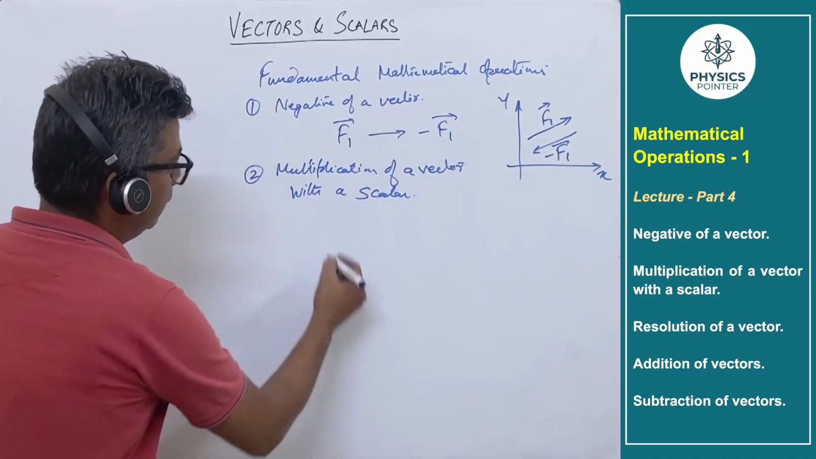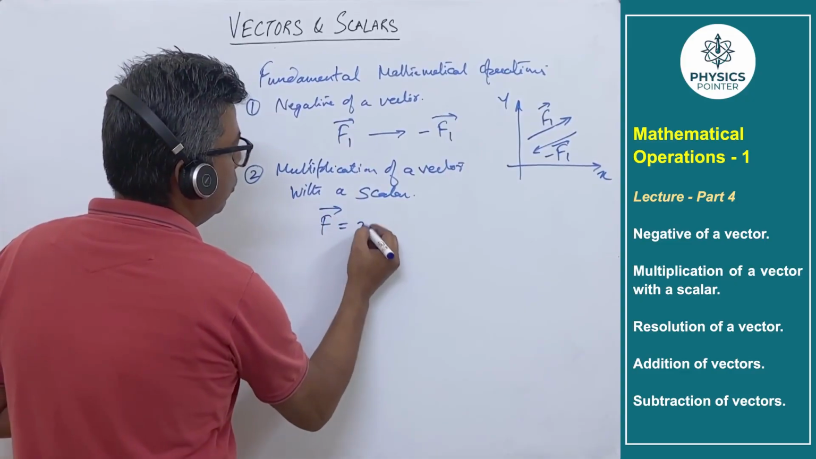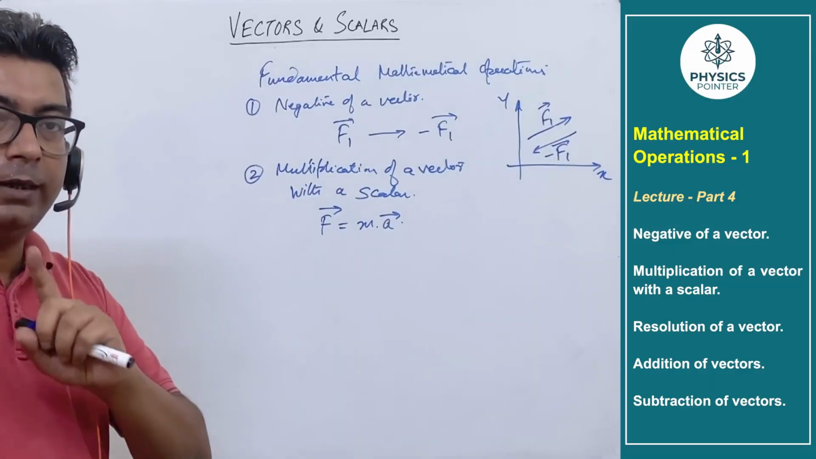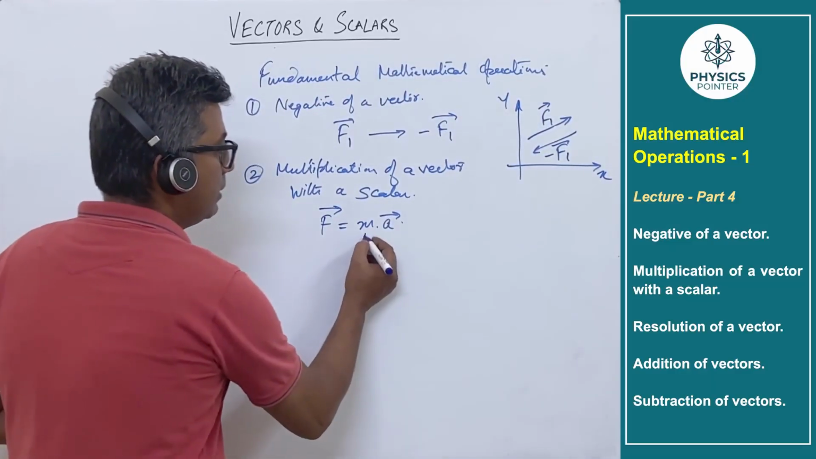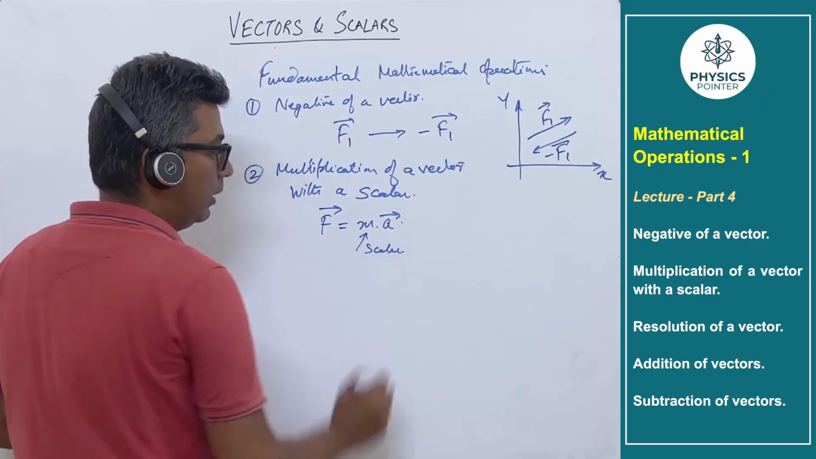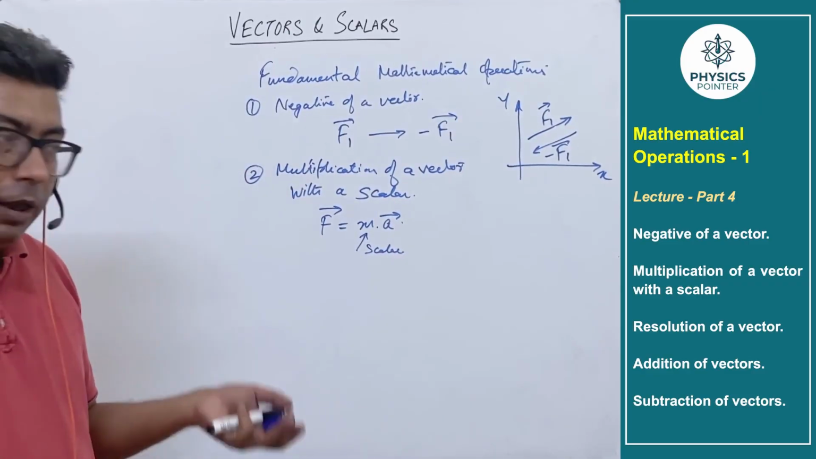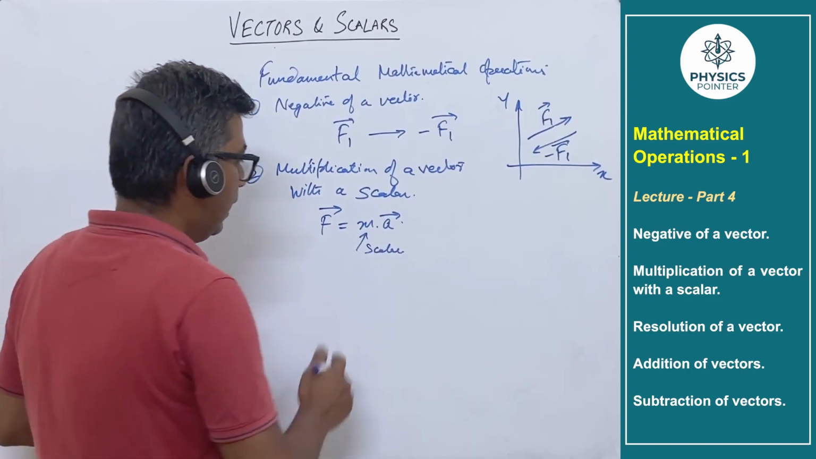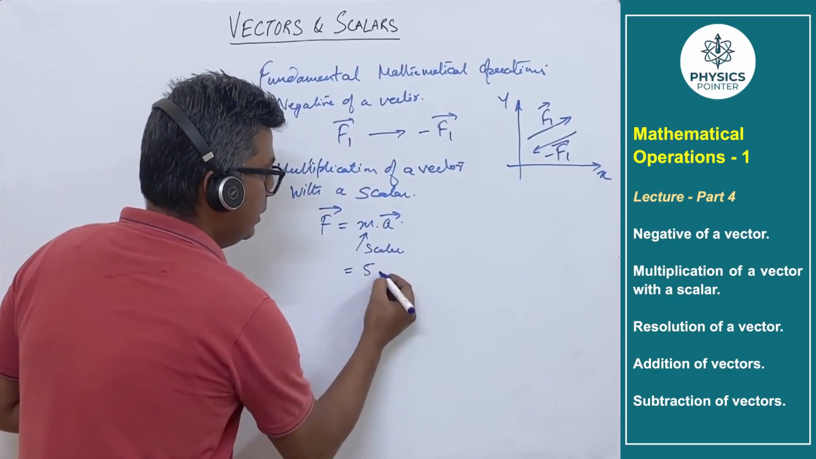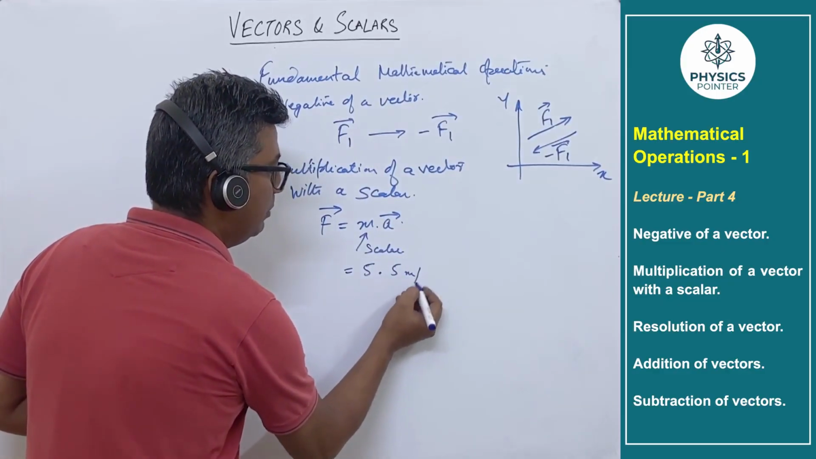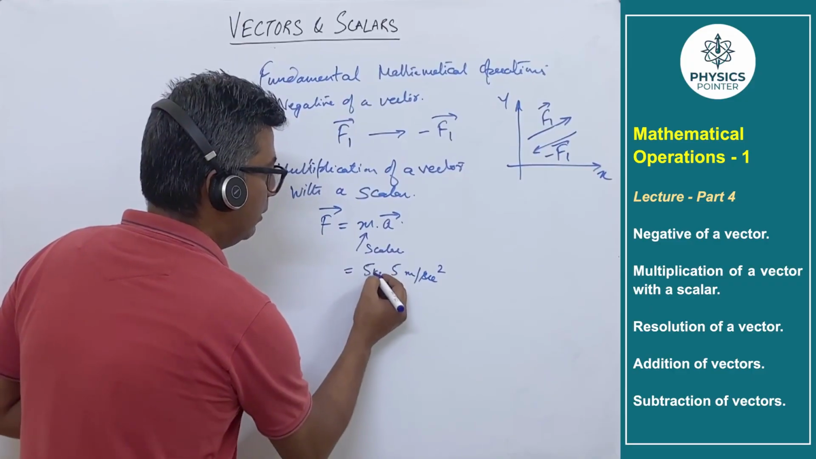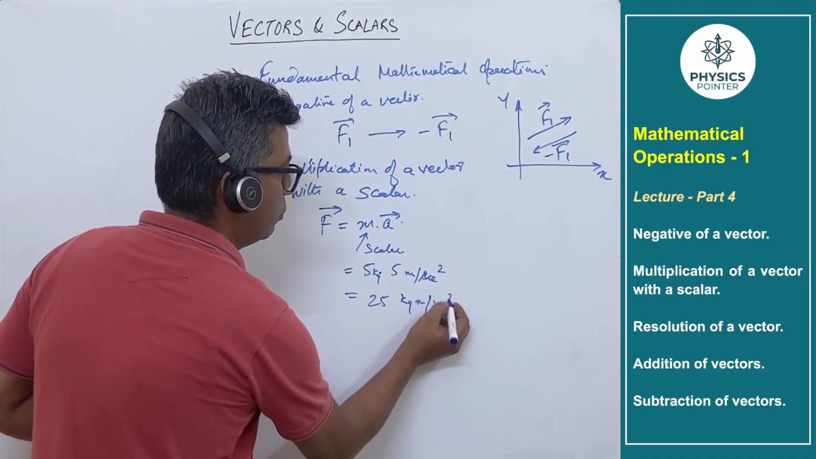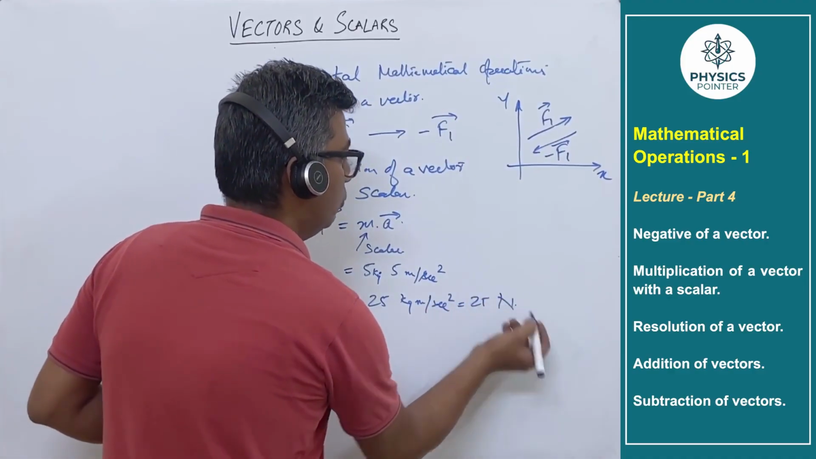Very easy example. For example, F is equal to mass into acceleration. I told you acceleration and force both are vectors. So this mass is nothing but a scalar. What happens? It just scales the magnitude. It will not make any changes to the direction. So if I have a mass of 5 kgs and an acceleration of 5 meter per second square, this becomes 25 kg meter per second square, which is equal to 25 Newton.